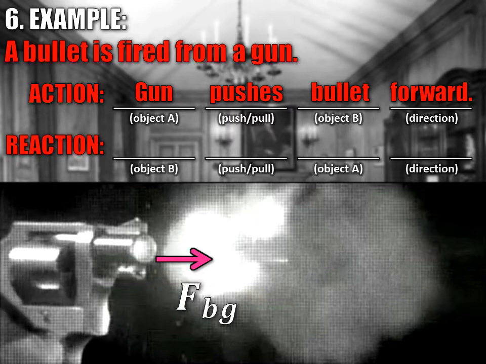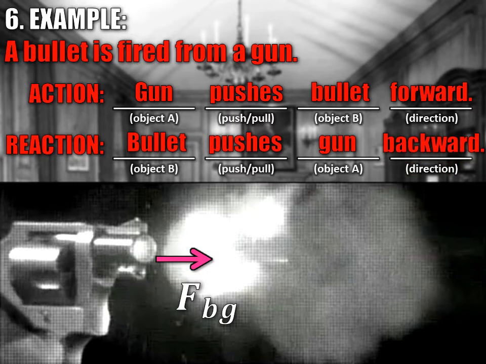To find the reaction force, we just need to apply Newton's third law. Newton's third law says that when one object exerts a force on a second object, the second object exerts a force on the first object in the opposite direction. So if the gun pushes the bullet forward, the bullet pushes the gun backwards. So that's the force on the gun by the bullet. And you can see this from the recoil in the gun, that the gun also gets pushed backwards. Not only does the bullet go flying forward, but the gun gets pushed backwards.